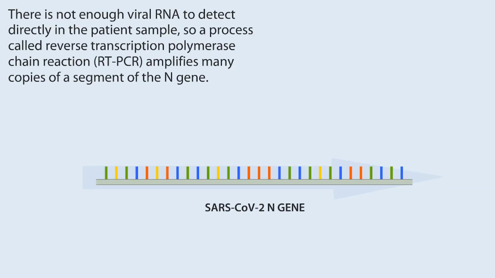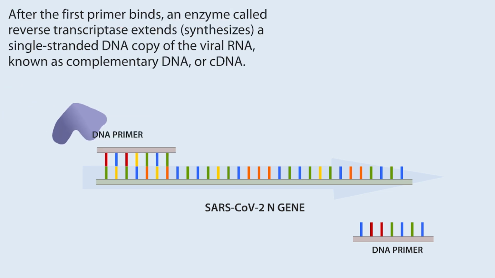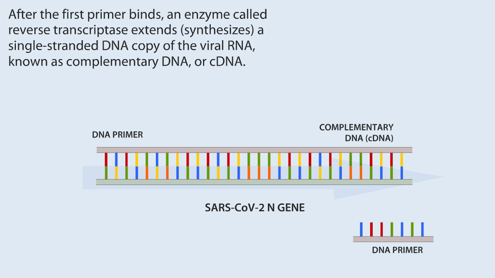There is not enough viral RNA to detect directly in the patient's sample, so a process called reverse transcription polymerase chain reaction, RT-PCR, amplifies many copies of a segment of the N gene. Short, single-stranded pieces of DNA, called primers, recognize unique RNA sequences within the viral genome that bracket the target region of the N gene. After the first primer binds, an enzyme called reverse transcriptase extends, synthesizes, a single-stranded DNA copy of the viral RNA, known as complementary DNA, or cDNA.